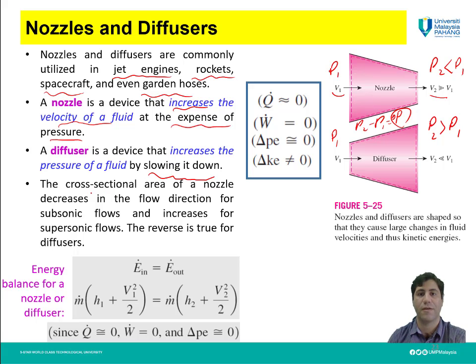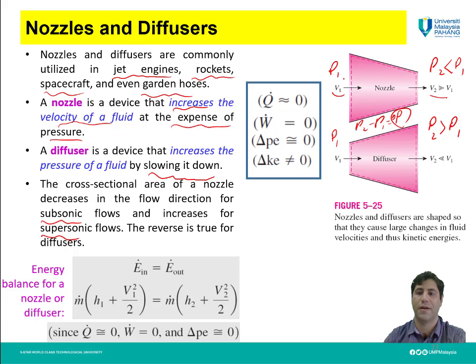If we have a subsonic flow, subsonic means the velocity of the flow is less than the velocity of the sound. Velocity of the sound in air is 300 something. So if the velocity is less than that, we have a subsonic flow. And if the velocity of our flow in the nozzle is higher than the velocity of the sound, then we have a hypersonic or supersonic flow. For a subsonic flow, the shape of nozzle and diffuser is like this. And for a supersonic flow, the shape will be different and will change.